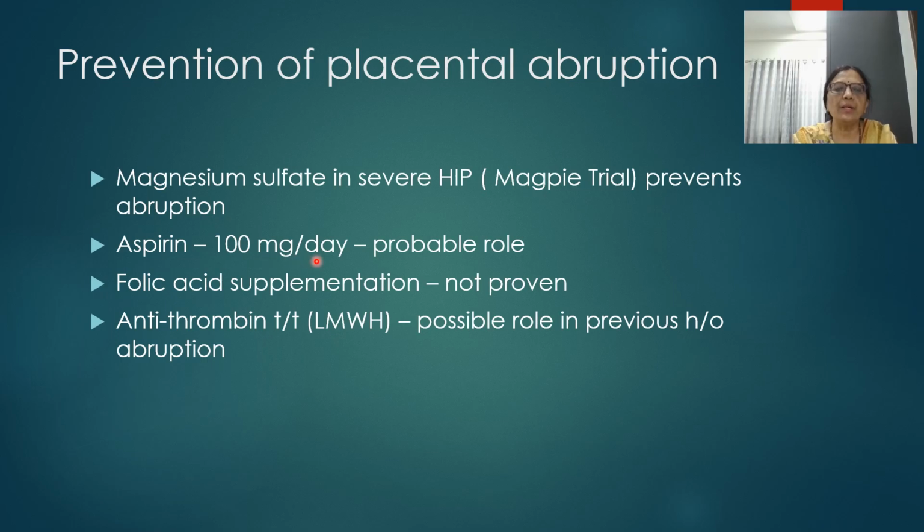Aspirin with a dose of 100 mg per day also has a probable role in preventing placental abruption. Folic acid supplementation has been tried in many studies, but it has not been proven by randomized control trials that it definitely leads to the prevention of placental abruption. Emerging research shows that antithrombin treatment, such as low molecular weight heparin, has a possible role, especially in patients who have a previous history of abruption in previous pregnancies.